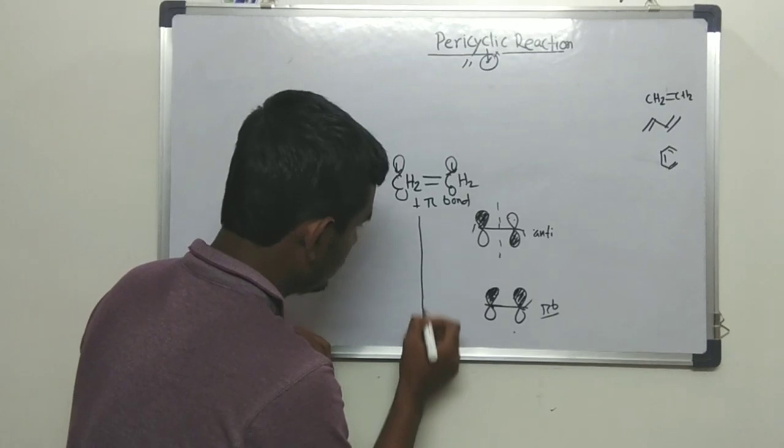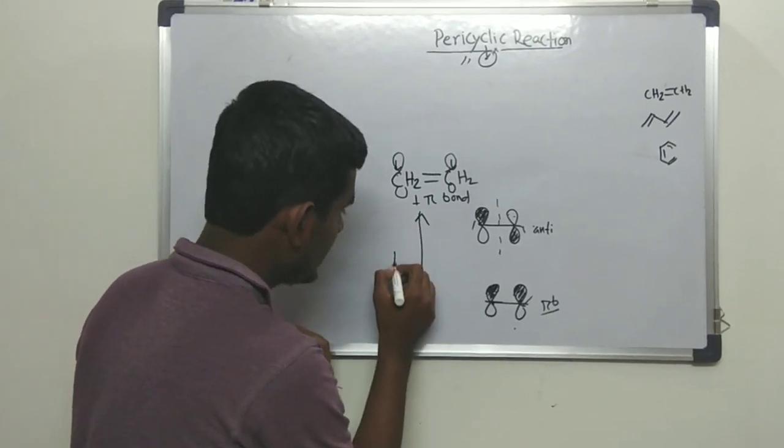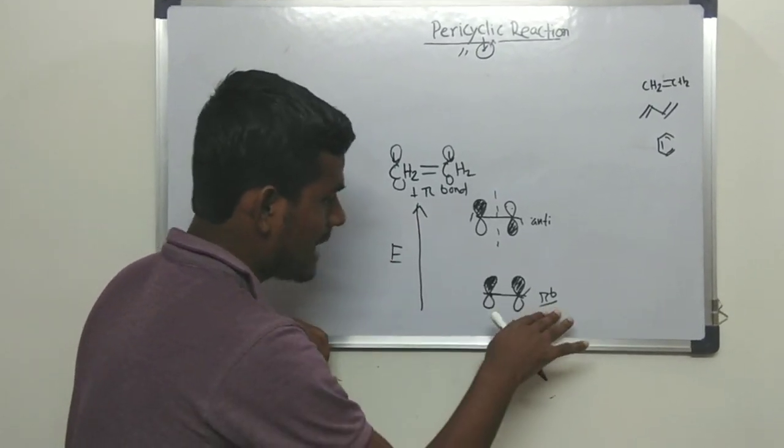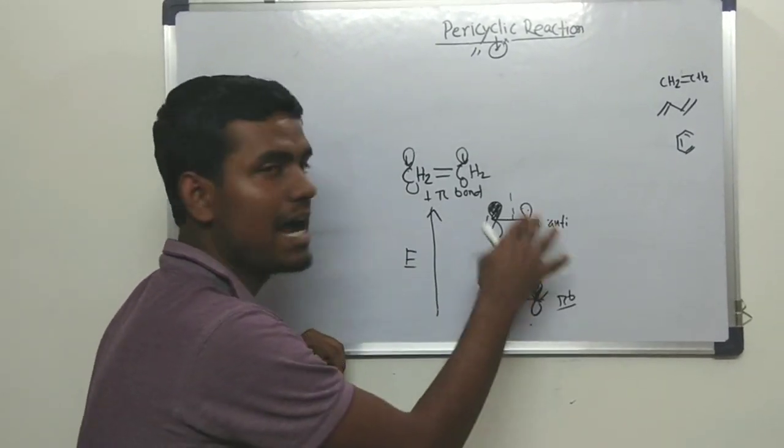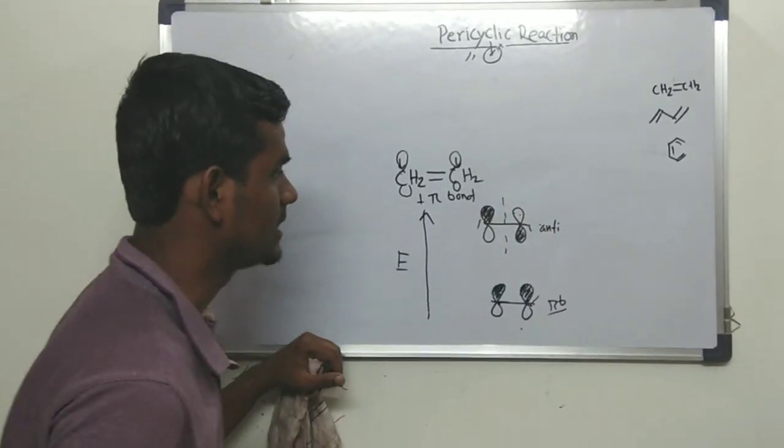One more thing, here the y-axis is the energy. So my pi bonding molecular orbital is less energetic. That's why it's more stable. Anti-bonding is less stable. That's why it is upper in energy.